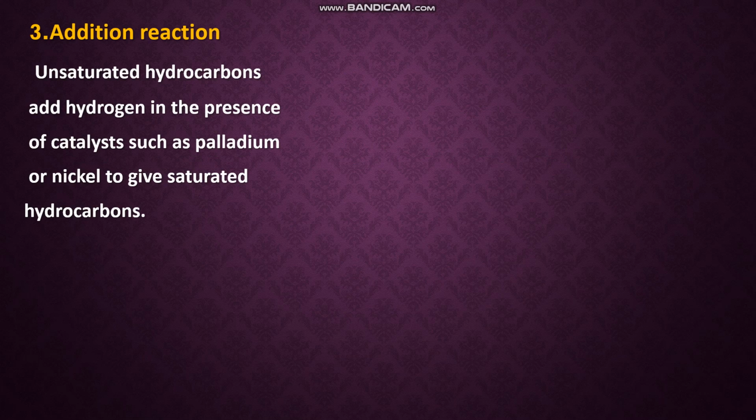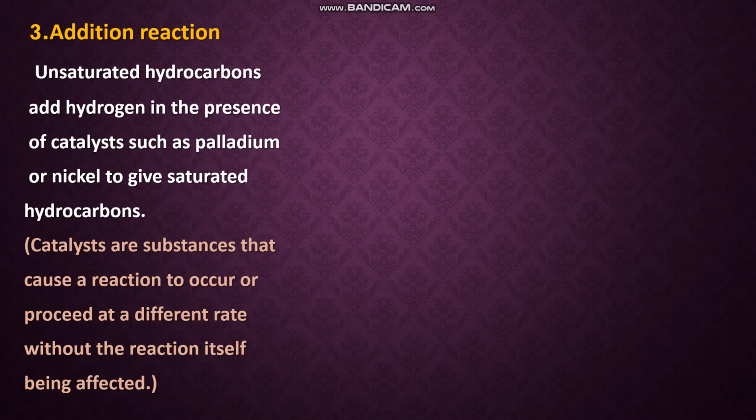What is meant by a catalyst? A catalyst is a substance that causes a reaction to occur or proceed at a different rate without the reaction itself being affected. That means this catalyst, what is its function? It increases or decreases the rate of the reaction, the speed of the reaction. Most of the cases it is increasing the rate of the reaction, but itself it is not taking part in the reaction.